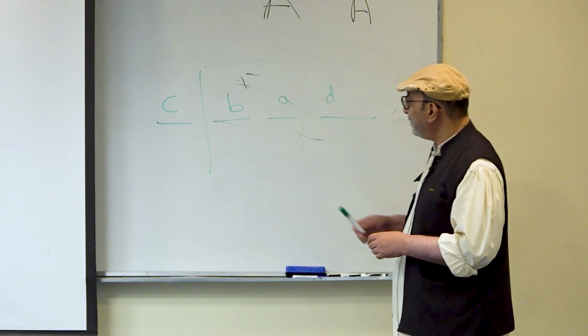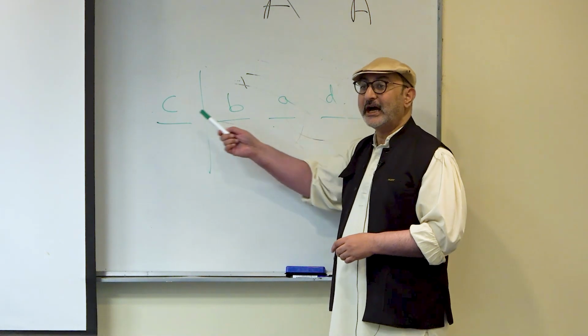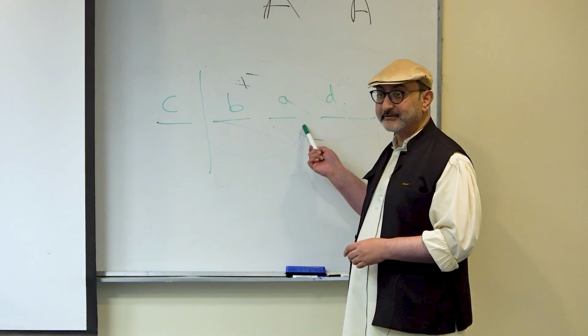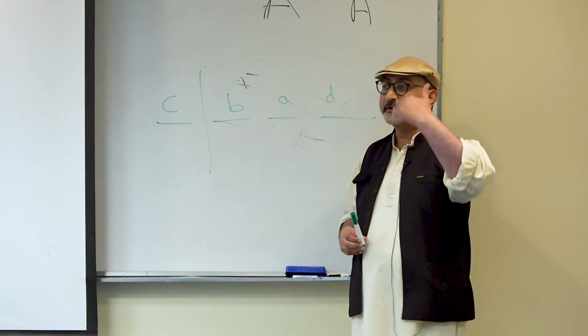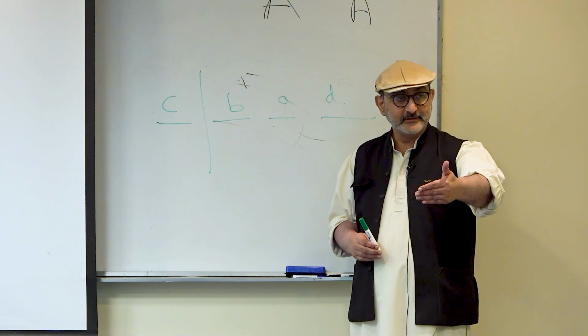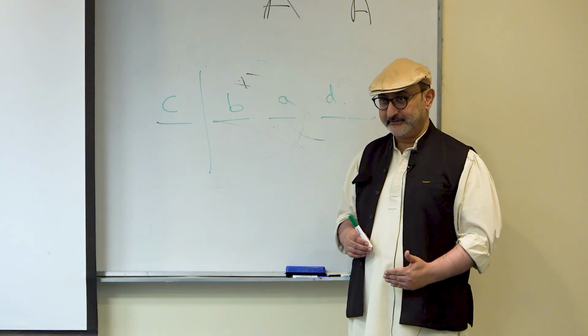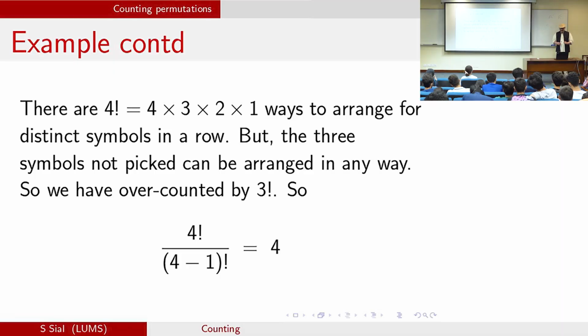So when I wrote 4 factorial, I overcounted by 3 factorial. So I have to fix that. I overcounted by a factor of 3 factorial, so I divide out 3 factorial. Now that's a very complicated way of saying 4, right? 4 factorial divided by the ones that I didn't select, which were 4 minus 1 factorial. But that way of thinking will be useful as we go along.